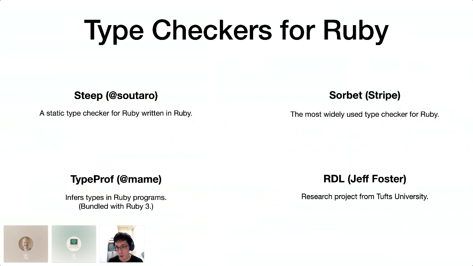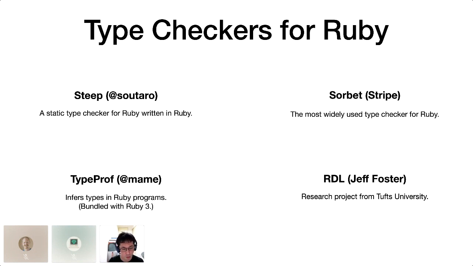Another one I should introduce is Sorbet. It is the first production-ready static type checker for Ruby, and it is the most widely used type checker for Ruby today. These type checkers, Steep and Sorbet, assume that the user writes some type declarations of the classes or modules, methods, instance variables, constants, globals, anything of the Ruby programs.